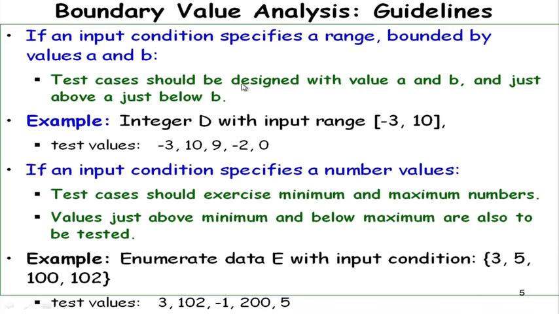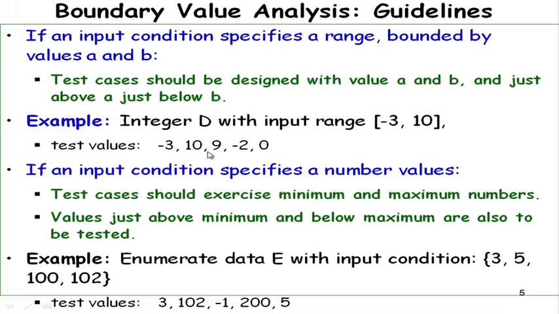So, given a range equivalence class specified as a range bounded by values a and b, we would have to include a and b and also the one which is just above a and just below b. For example, if we have a range -3 to 10, integer values between -3 to 10 is a range equivalence, it is an equivalence class denoted by this range, then we would have to include -3, we would have to include 10 which are the boundaries of this equivalence class.